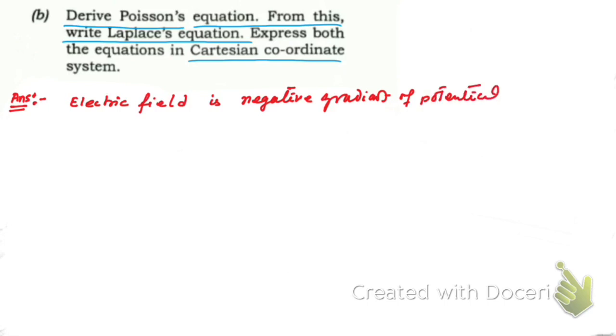Right, so that is E is minus grad V. Here V represents potential. Let it be equation number 1.